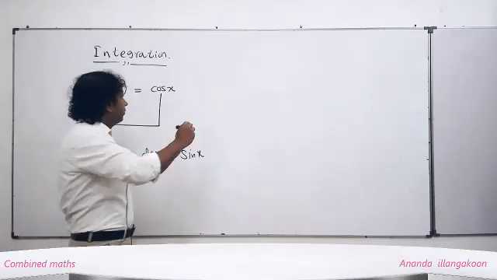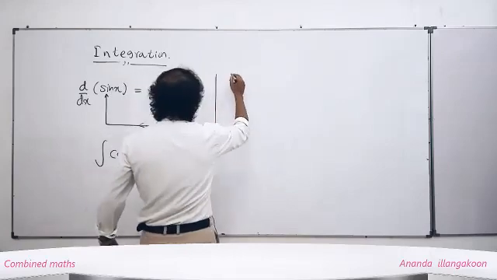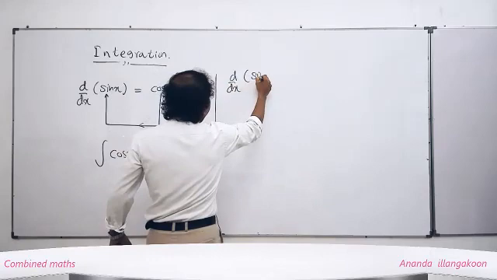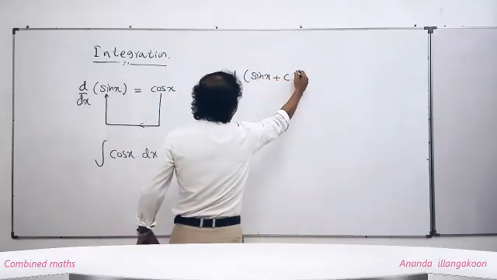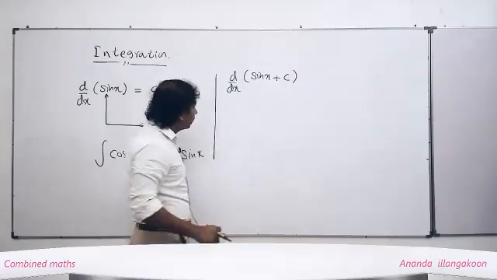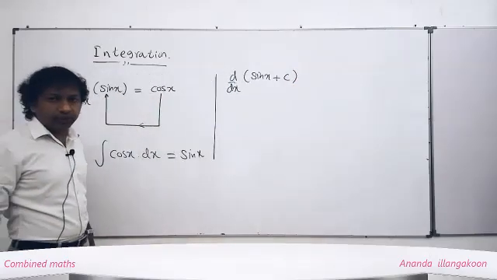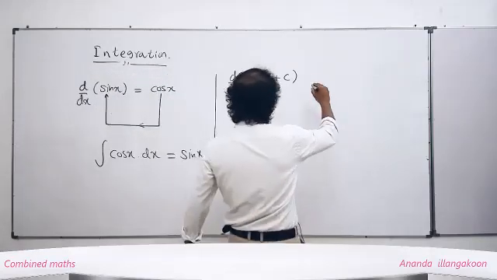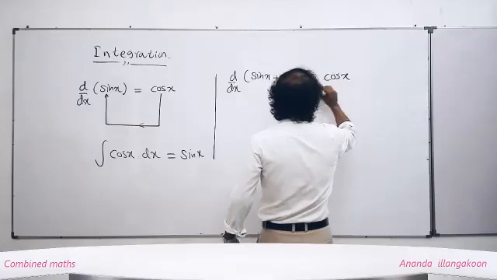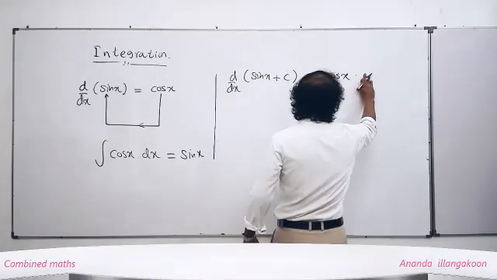And the other thing is, people, now when we consider this function sin x plus c, this c is any constant. When you differentiate this sin x plus c function with respect to x, we get cos x plus the derivative of c, which is 0. Then still we have cos x here.